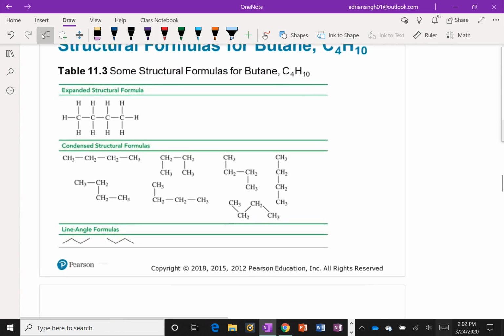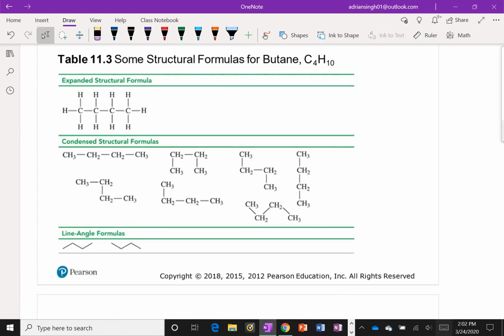All right, so here we have some examples of how butane can be represented. So we looked at butane before. There's the expanded structural formula. And then we have several ways here to represent the condensed structural formula. And you notice that they kind of all look slightly different, but these are all the same. Right? And the reason why they're the same is because when you have your carbon-carbon with single bonds between them, that actually means that they can rotate.